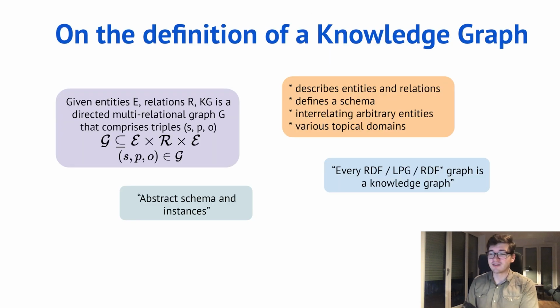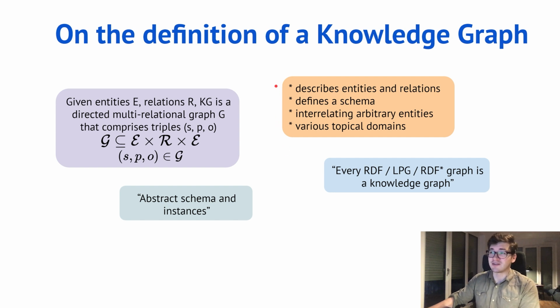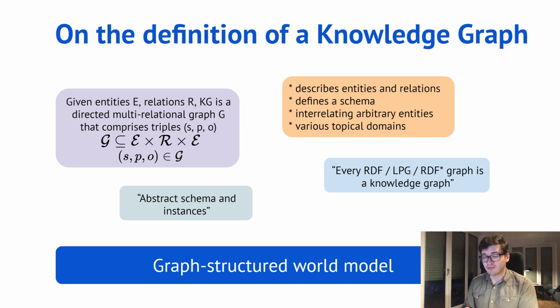What are knowledge graphs? And well, so far there is no one unified definition for that. One can say that a KG is a set of SPO triples given entities and relations. Some person can say that, well, a KG is something which has entities and relations, defines a schema, and covers several topical domains, and so on and so forth. Generally, we can say that the common ground is that a KG is a graph-structured world model.